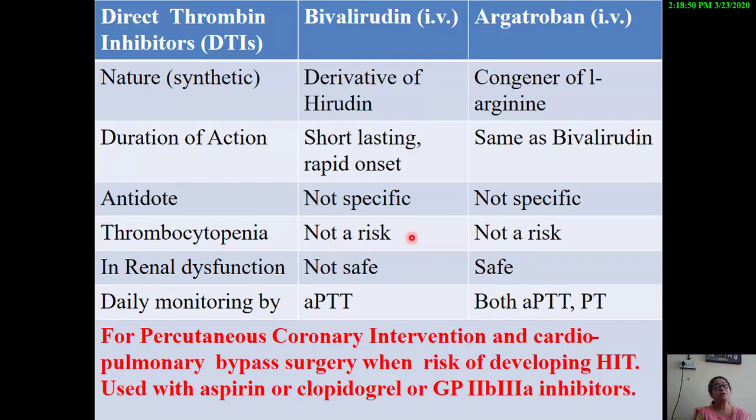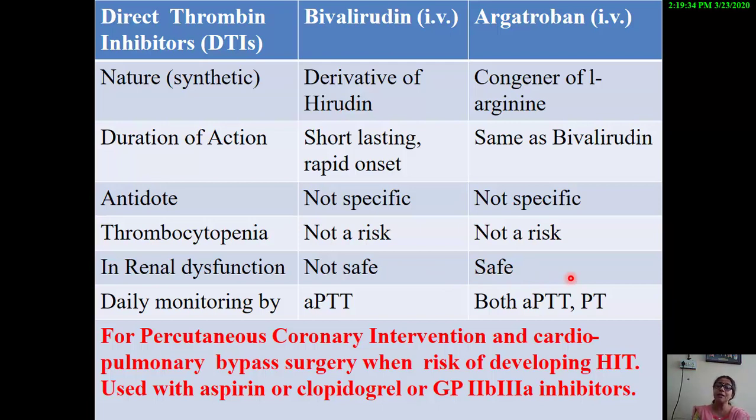So bivalirudin, argatroban, and another compound, if you remember, I had mentioned when I was talking about heparin, a compound by the name of fondaparinux. These are the three alternatives which can be given to patients at a risk of heparin-induced thrombocytopenia. So thrombocytopenia is not a risk and is an indication for the use of these agents. Now, bivalirudin is primarily cleared as a result of renal function. So bivalirudin is not safe in patients with renal dysfunction, whereas argatroban is primarily metabolized by the liver and excreted through the bile.